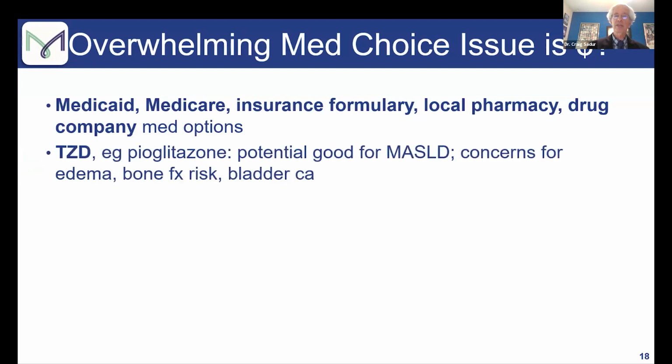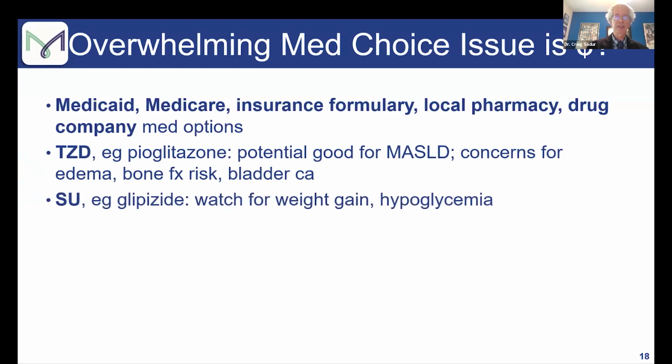Thiazolidinedione like pioglitazone, inexpensive, and as mentioned, it's a good candidate for metabolic dysfunction-associated steatotic liver disease. But if you have a patient who's edematous and or with bone fracture risk or bladder cancer, probably not the best choice for that patient.